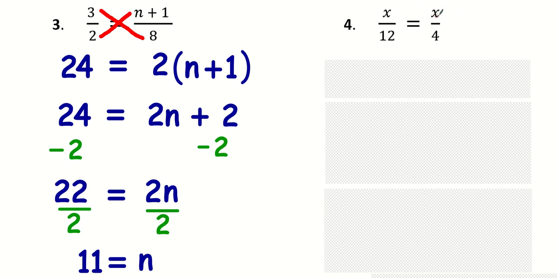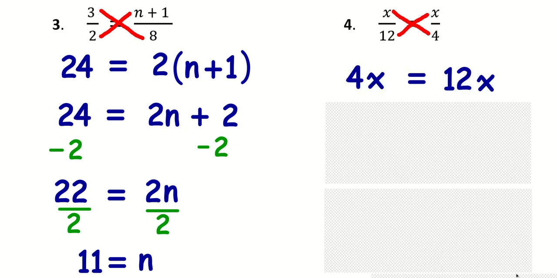Ooh, what kind of curveball is going to happen here? We have an x here and an x here. Well, okay, let's see what happens. It's still one fraction equal to one fraction, so we can cross multiply. So we're going to have 4 times x on one side, 12 times x on the other. Okay, no big deal.